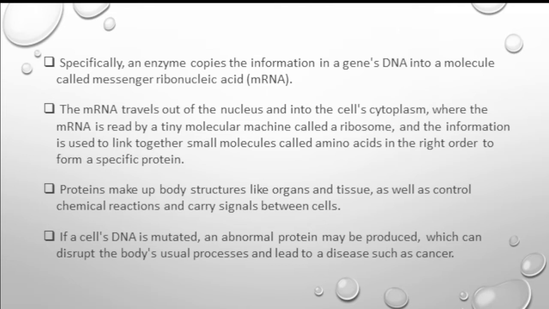Specifically, an enzyme copies the information in genes' DNA into a molecule called messenger ribonucleic acid, or the mRNA. The mRNA travels out of the nucleus and into the cell's cytoplasm, where the mRNA is read by a tiny molecular machine called a ribosome, and the information is used to link together small molecules called amino acids in the right order to form a specific protein. This process is known as translation.